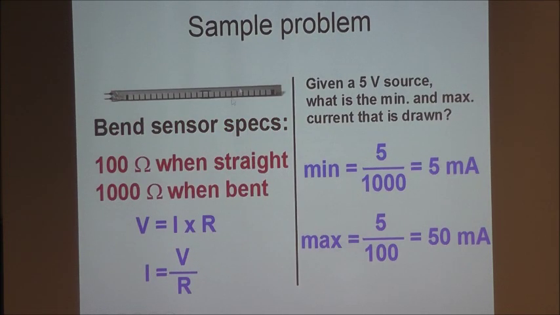So let's, for example, look at the bend sensor. We are given a 5-volt source. What is the minimum and maximum current that is drawn through that sensor? If the sensor is straight, it's 100 ohm resistance. If it is bent, it's 1000. So if you divide by 1000, you get 5 milliamp, that's the minimum. If you divide by 100, when it's straight, 50 milliamp. So that's the range of current which goes through the bend sensor. Okay. In this case, the voltage is fixed, the current is not.